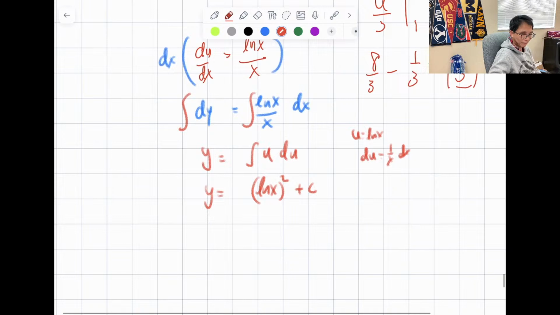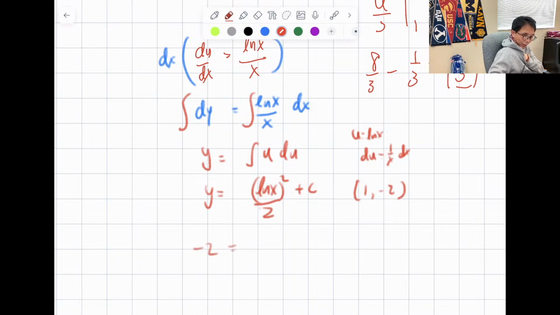Y equal to... and then I have the plug-in point, right? 1, negative 2. But isn't it ln x squared divided by 2? Yep, you're right. Okay, thank you. So negative 2 equals ln of 1 squared over 2 plus c, which is 0. C is equal to negative 2. So you can change that to negative 2.